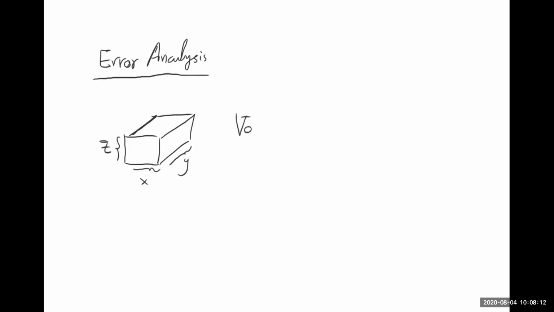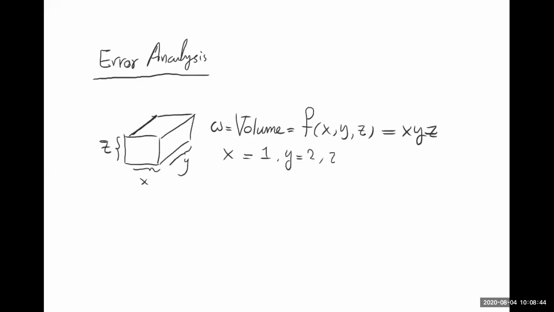The volume of the box is equal to X, Y, Z. So I can think about it as actually the function F. Let's show this with W, supposed to be F of X, Y, Z equal to X, Y, Z. So F is a function which computes the volume of the box. For example, if X is 1, Y is 2, Z is 3, the volume of the box would be F of 1, 2, 3, which is simply the multiplication of these numbers, which is 6, right?